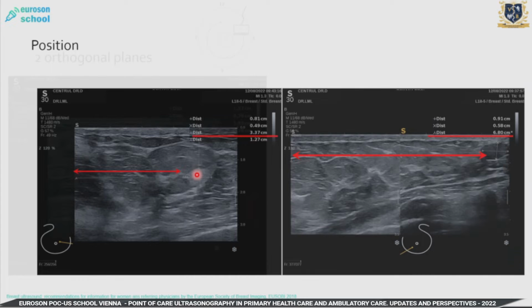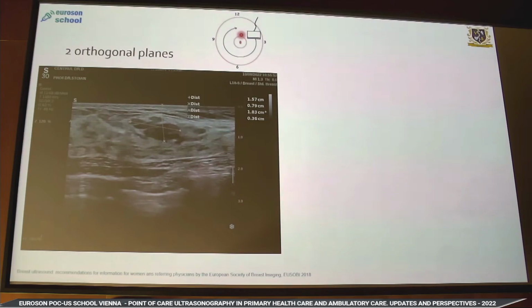I prefer radial and anti-radial sections. First I do a radial scan, and according to how wide my probe is, I use it only once if I have the large breast probe, or twice if I have the narrow or normal probe. And like here, it's a solid lesion, and I have all the measurements.